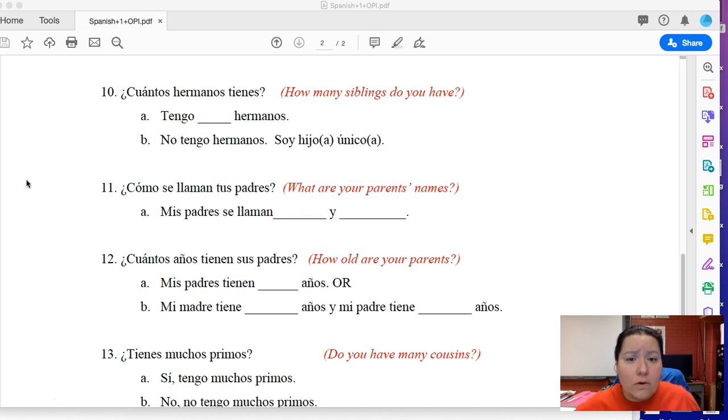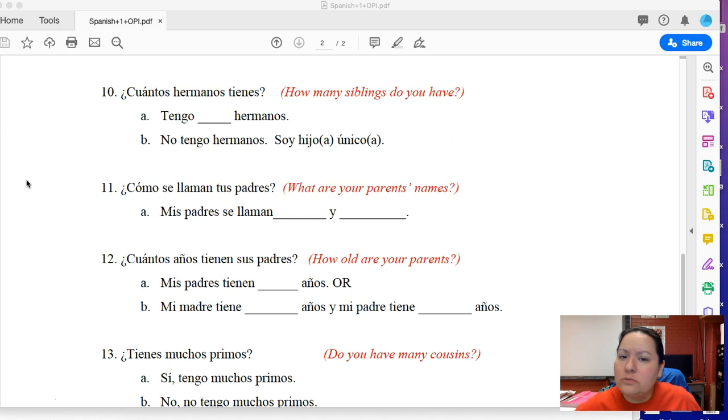Now, if you don't have any siblings, then you would say, no tengo hermanos. Soy hijo único. Or if you're an only child that's a girl, you would say, no tengo hermanos. Soy hija única. And so that, again, goes with the question, ¿cuántos hermanos tienes? Number 11. ¿Cómo se llaman tus padres?